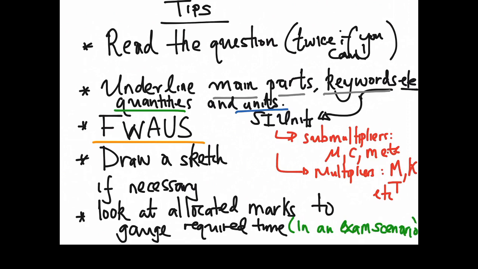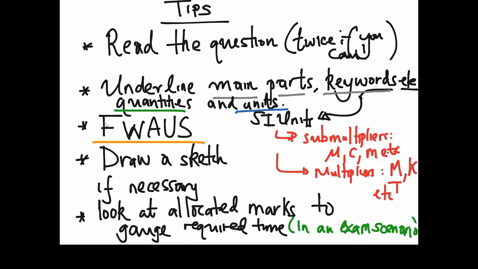Things like describe, discuss, analyze, all those have particular meanings, and those tend to be higher order questions. Quantities, another one very important to underline, making sure that you are aware of what your quantities are and units. So especially where you have sub-multipliers, things like micro, centi, milli, etc., and multipliers, things like mega, kilo, tera, etc. Just make sure that you're aware of those and underline those, and if you have to change it, then that you apply the appropriate standard form.